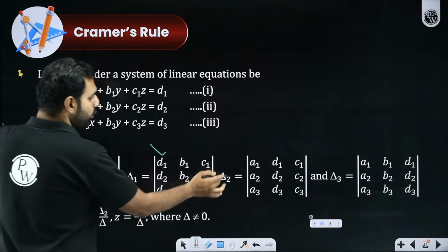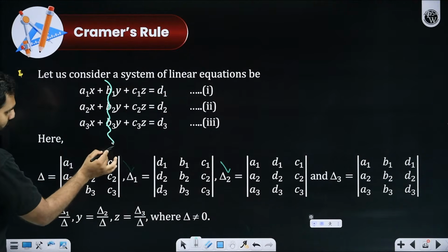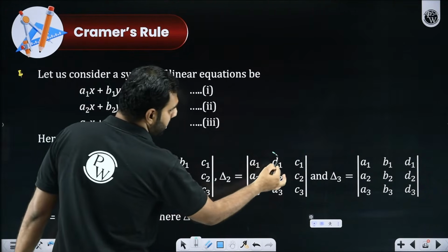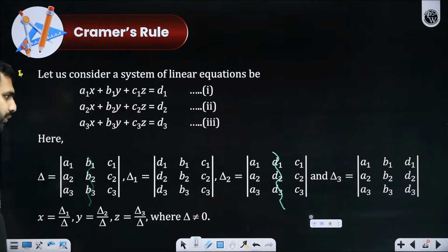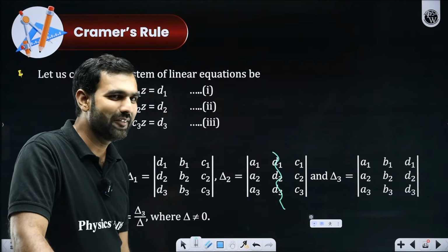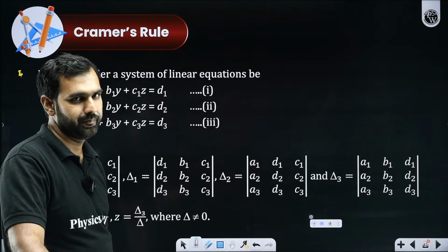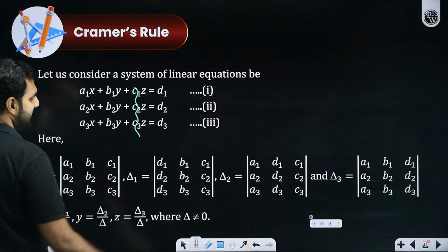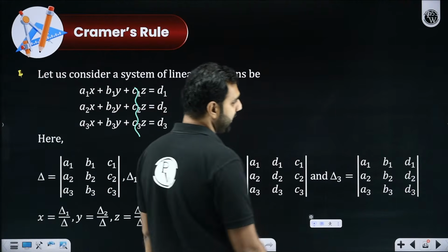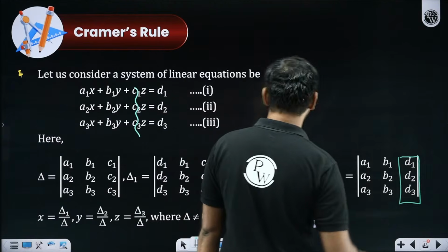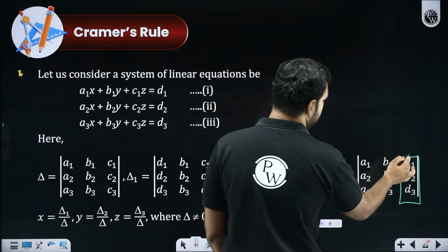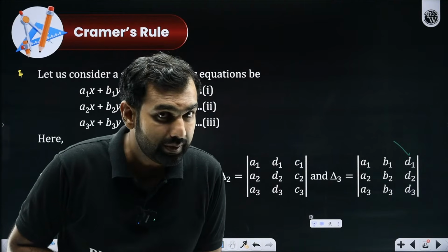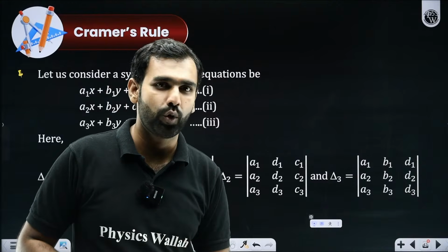How do we define delta 2? Replace the coefficients of y in delta by the constant terms. So b1, b2, b3, I'm replacing by d1, d2, d3. That gives you delta 2. Delta 3, how do we find? Replace the coefficients of z, which are c1, c2, c3 in delta, by the constant terms d1, d2, d3. So c1, c2, c3 are replaced by d1, d2, d3, and that's how I got delta 3. So we got 4 determinants. Now you expand them and find these 4 values.